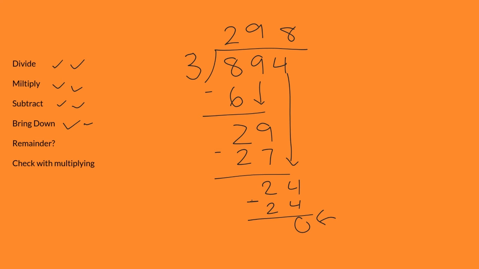Now, if you want to check that on your calculator, there's a bunch of different ways that you can do that. You can start with 894 divided by 3. That's how you need to put it into your calculator, 894 divided by 3. And that's the way to check with division. And if you want to check with multiplication, you can go 298 times 3 in your calculator, and that should give you 894.